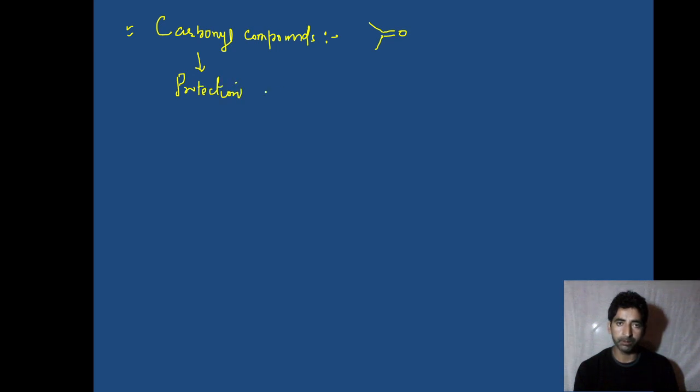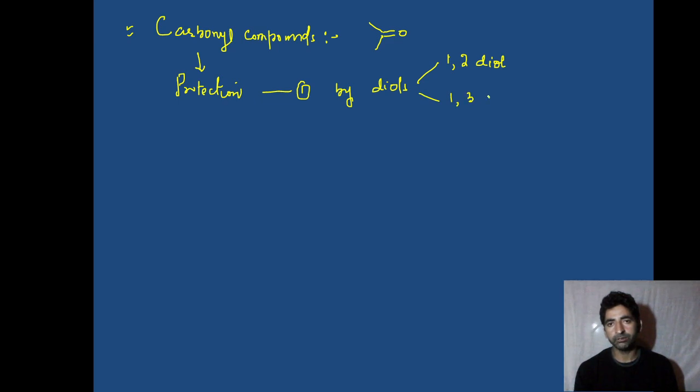So actually protection of this carbonyl group is brought about, number first, by diols. We can make use of diols. So over here we can have two types of diols. We can make use of 1,2 diol or we can make use of 1,3 diol. Later on we will see what is the function of 1,2 diols and what is the function of 1,3 diols. Number second is we can make use of alcohols. We can make use of alcohols to form esters. So the esters are formed. This is formation of esters.